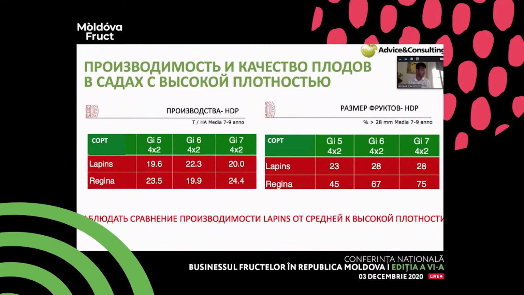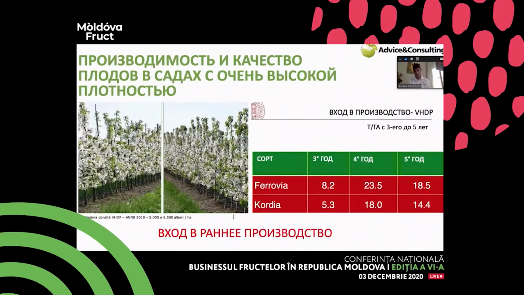The fructification comes much sooner, and on average in 3 years we already achieve 8.8 tons per hectare compared to a traditional variety or plantation. Another advantage that I want to talk about refers to very highly intensive plantations.